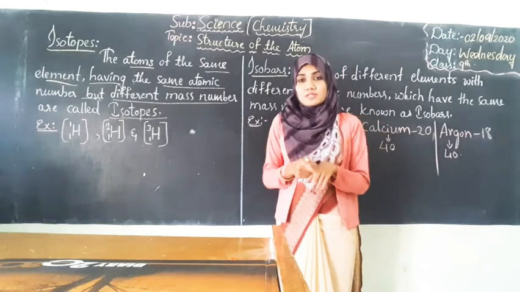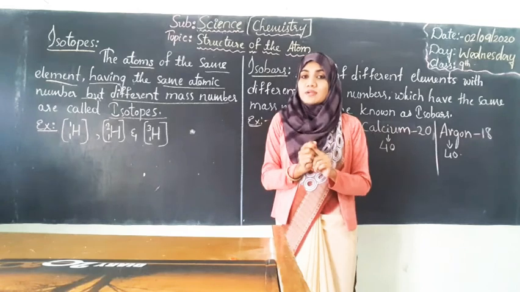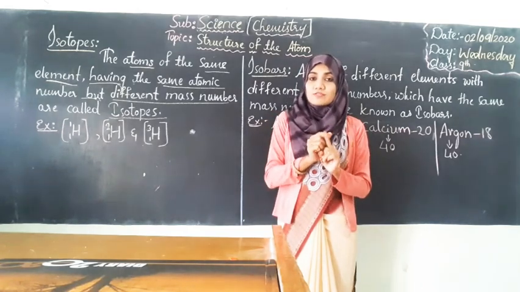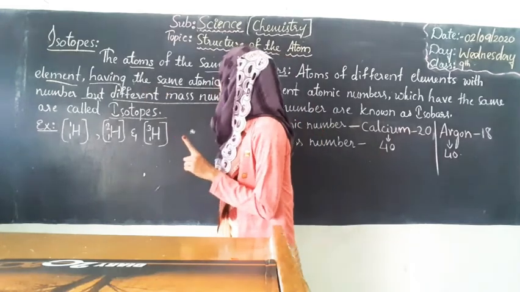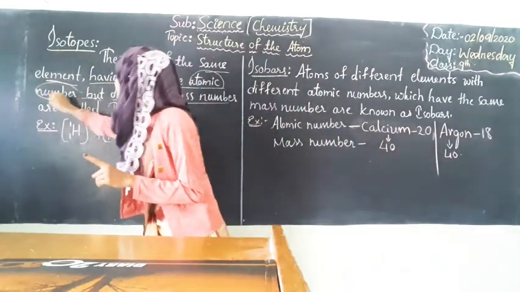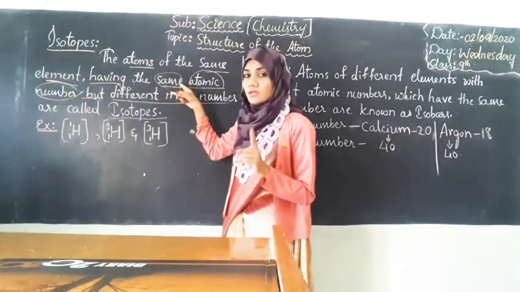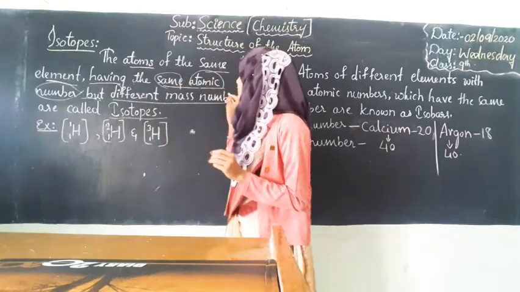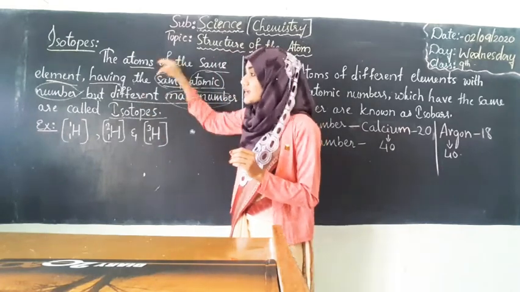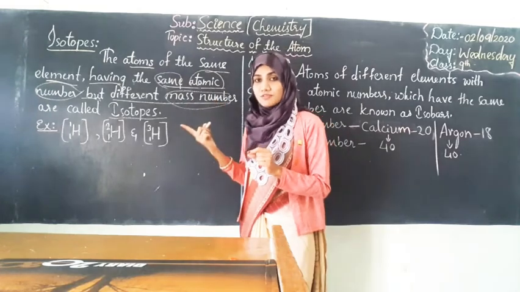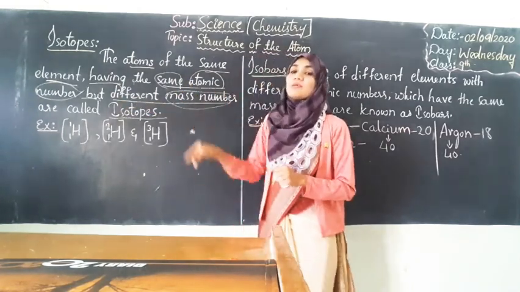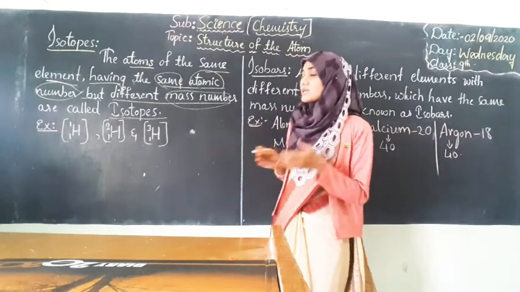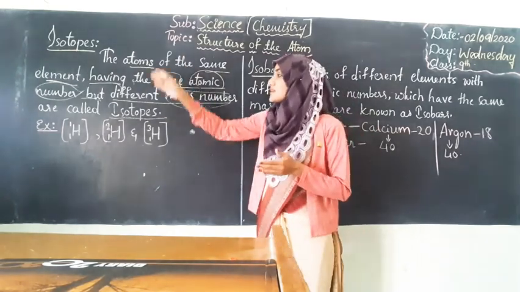I will repeat it once again. The atomic number of the atoms of the element will be the same. Here you can see the atomic number is the same. But what will be different? The mass number of that element will be different. The atomic number will be the same but the mass number of the same element will be different. Such kinds of elements are called isotopes.